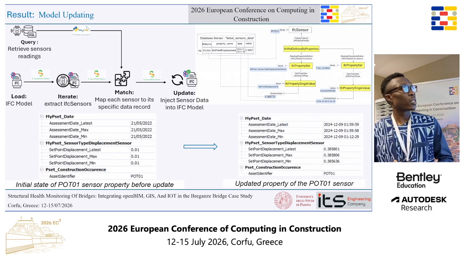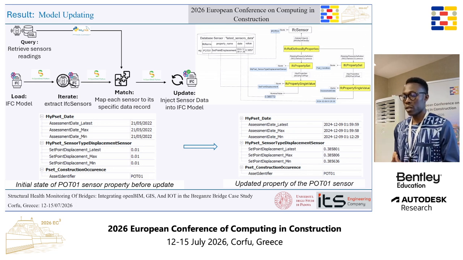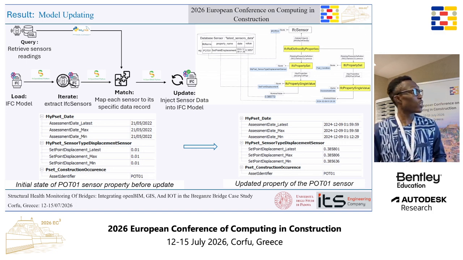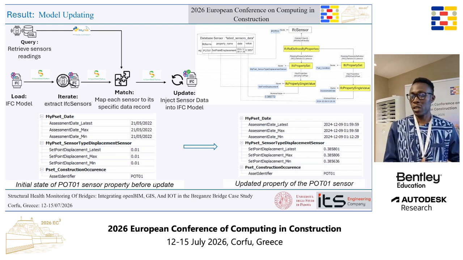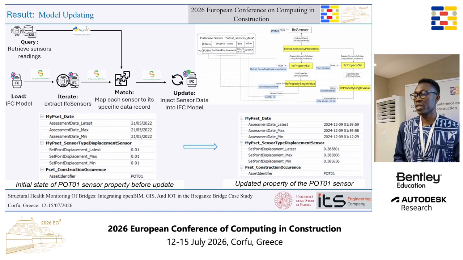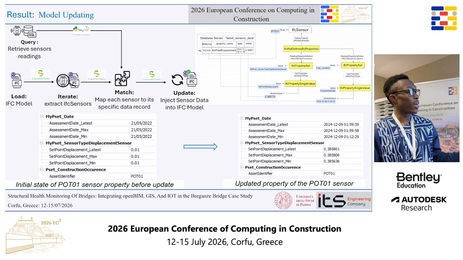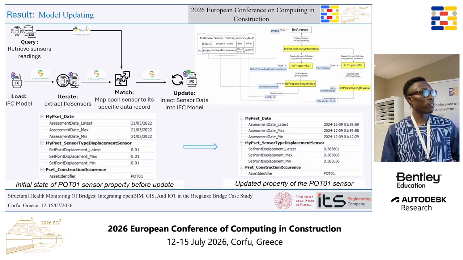Regarding the model update, we first query the database, then we extract the names within the database, and we use again a Python script to match those names with the ones in the IFC, and finally update the model with the significant values such as the max and mean. And we can see on the right side the initial state where the model is not yet updated, and the final state where the model is updated with the displacement value.